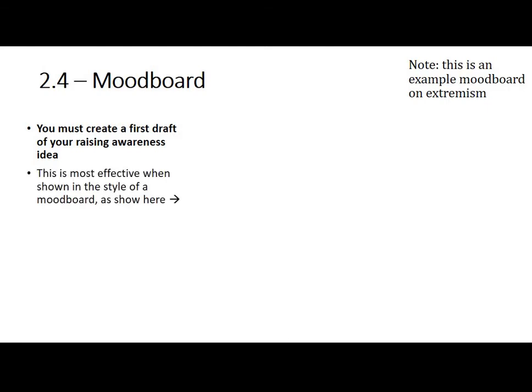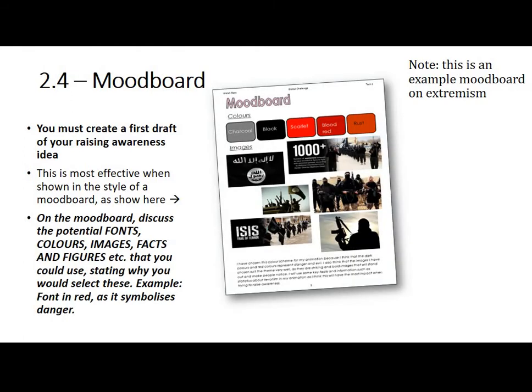So, a mood board then. Your first task here is to create a draft of your Raise an Awareness idea. Now, this is most effective when shown in the style of a mood board, which you'll see in a second. On the mood board, you need to discuss the potential fonts, the colours, the images, facts and figures and things like that you could use on your Raise an Awareness method. You need to state why you would select these. So for example, I'm going to type in red font because red signifies danger, and therefore the reader realises that this is actually quite an important issue.